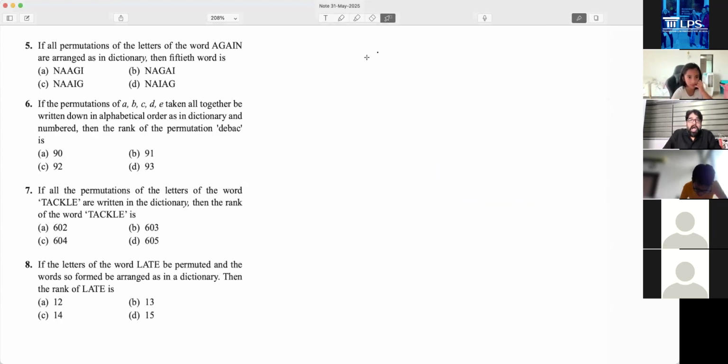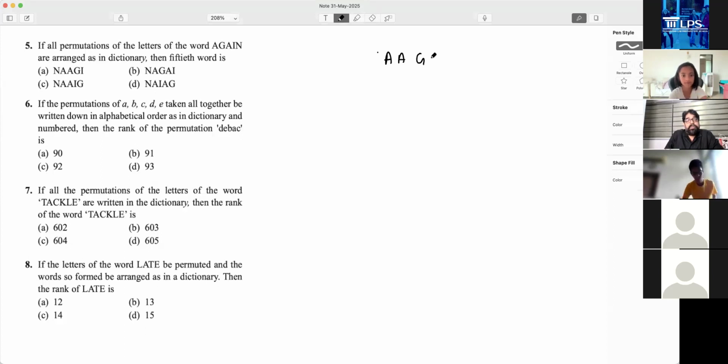First thing, how many words will be there starting with A? If you arrange it, it will be A, A, G, I, N. These are the letters. If I start with A, how many words are possible, with meaning or without meaning? 4 factorial words are possible. Yes or no? Yes. So after that only our word will come.